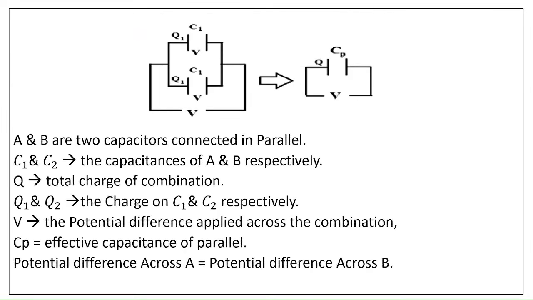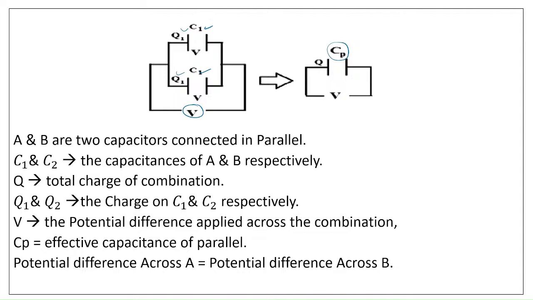From the figure, let A and B be two capacitors connected in parallel. C1 and C2 are the capacitances of A and B respectively. Q is the total charge of the combination. Q1 and Q2 are the charges on C1 and C2 respectively. V is the potential difference applied across the combination. Cp is the effective capacitance of the parallel combination.